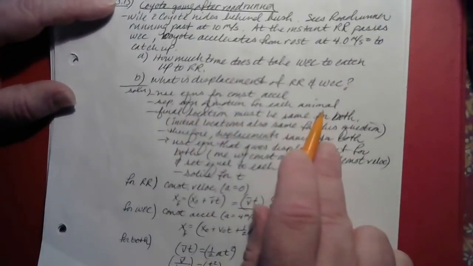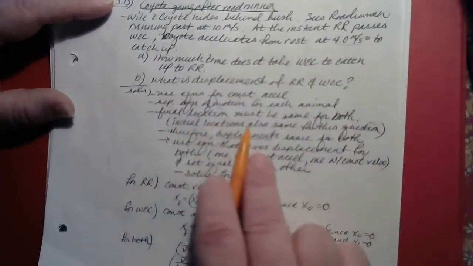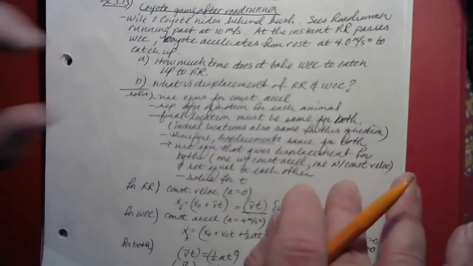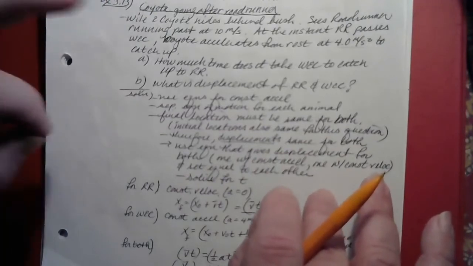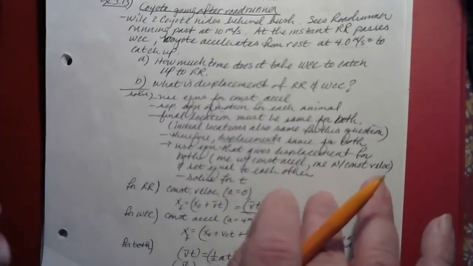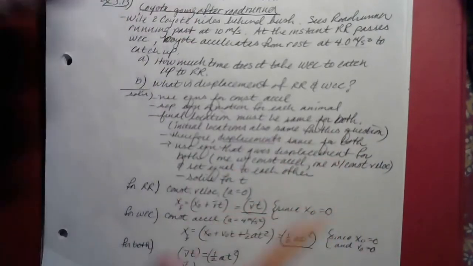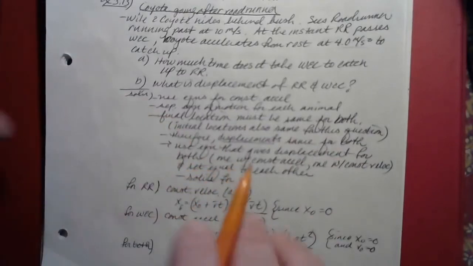You want to set up a separate equation of motion for each animal. You want to find the location. The final location has to be the same for both because we're looking for the moment at which one of them catches up to the other. And whatever that position is, it will be the same for both of them because by definition, if the coyote catches up to the Roadrunner, they must be in the same position at the same time.